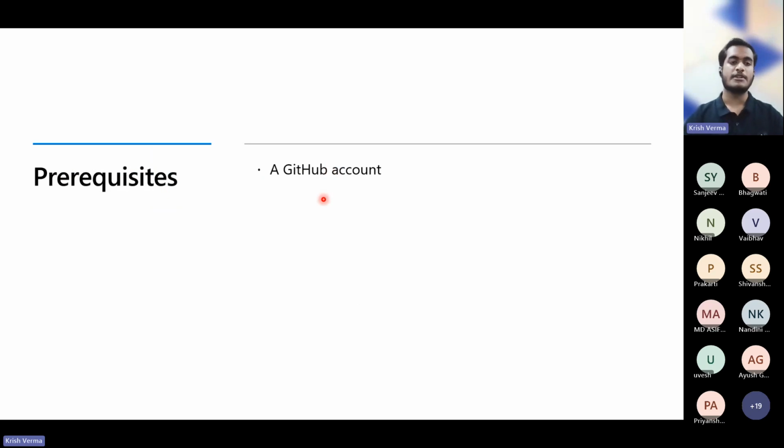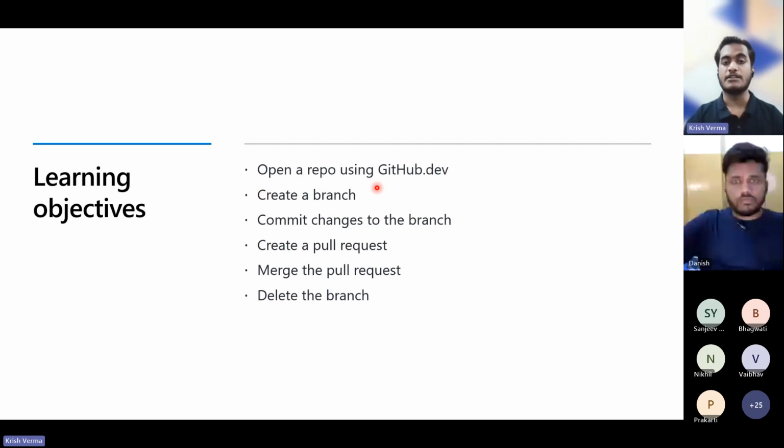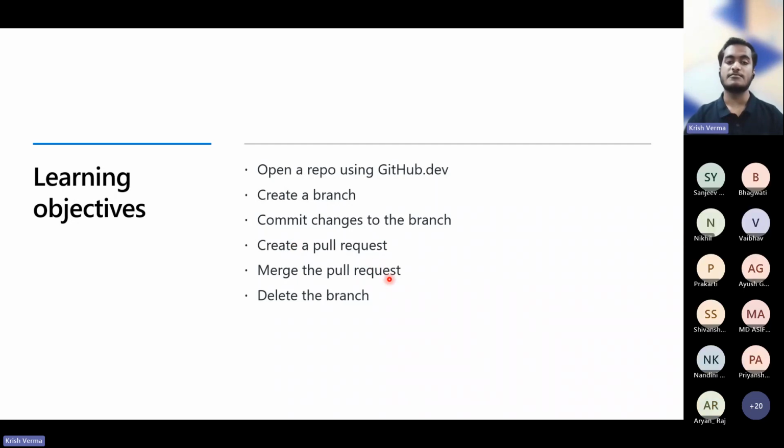Just a prerequisite: all you need to have is a GitHub account to learn or to view repositories. Don't worry if you don't know any of the terms, I'll explain everything. These are some of our learning objectives: we'll learn to open a repository, create a branch, commit changes to the branch, create pull requests, merge the pull request, and delete the branch. Don't worry if you don't know what is a branch or what is commit, pull, push, delete. I'll explain everything to you.